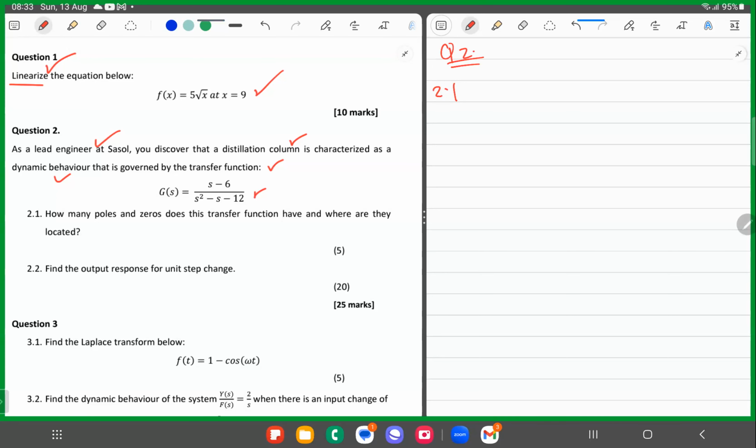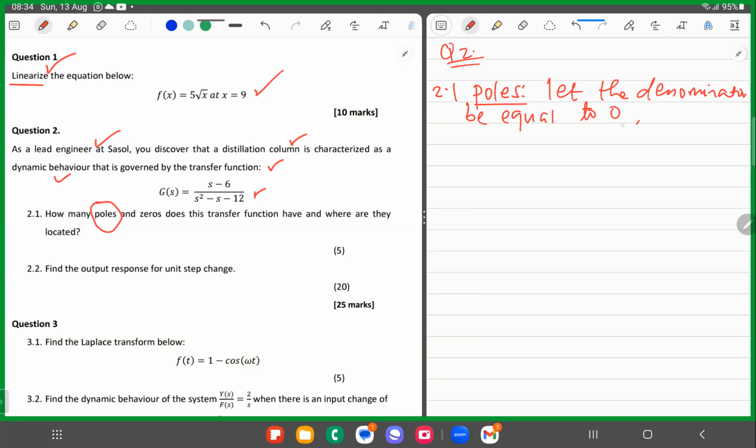What are poles and zeros? What does it mean? First, we define the poles. Poles are points where the function is undefined, and therefore, at what points is the function undefined? At what point is the denominator 0? And so for the poles, what we do is we let the denominator be equal to 0.